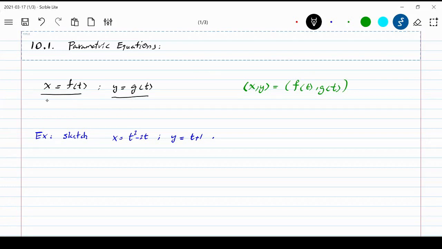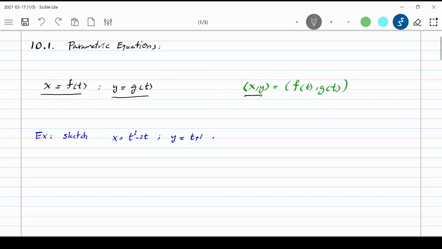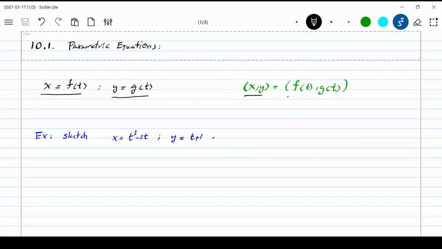So if you're looking for a point x and y, you just need to pick one value of t, replace it in both, and that gives you a coordinate of x and y. So the x and y coordinate would depend on the t value. f of t gives you a value for x, and g of t will give you a value for the y coordinate. To make it more clear, let's look at the next example.